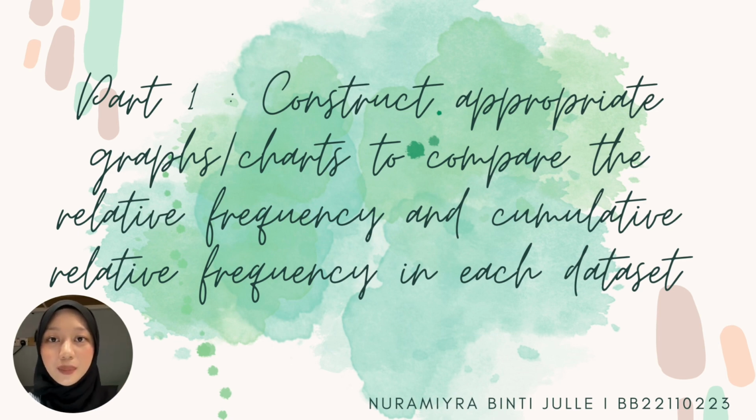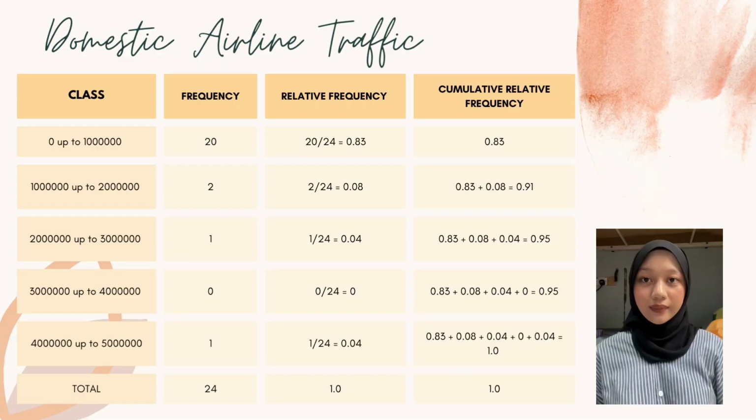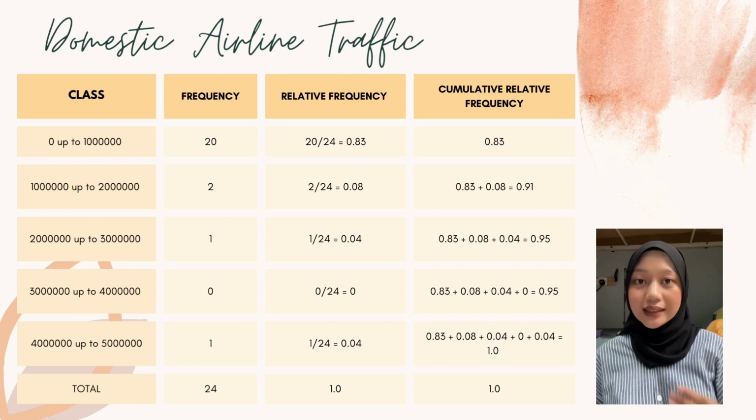I will be presenting part 1, which is to construct appropriate graphs or charts to compare the relative frequency and cumulative relative frequency of each dataset. The table shows 5 classes of domestic airlines. To construct the graph, we must find the relative frequency by dividing the frequency of each class over the total of the frequency. The sum of the relative frequency must be equal to 1.